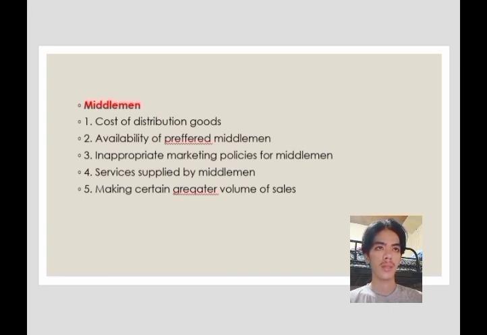Fourth is services supplied by middlemen. The manufacturer must choose those middlemen who give different marketing services such as storage, credit, and packing. Simultaneously, the middlemen ought to guarantee these different services to customers. And the last is making certain greater volume of sales. A manufacturer would like to assign middlemen who can guarantee greater sales volume for a long period of time.